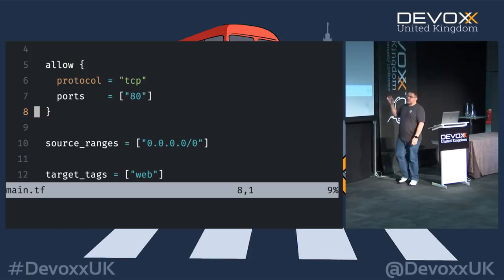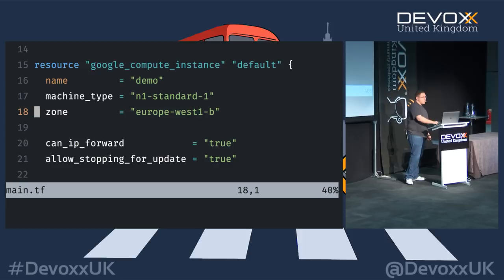So I have this firewall. Anything that comes in on port 80 from any IP range, that's what the 0/CIDR is for, will automatically be round robin to anything tagged web. And then as you might guess, down here I have an instance. And that instance is tagged web. It's very shocking, I know.